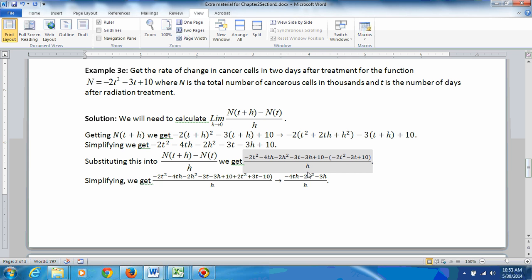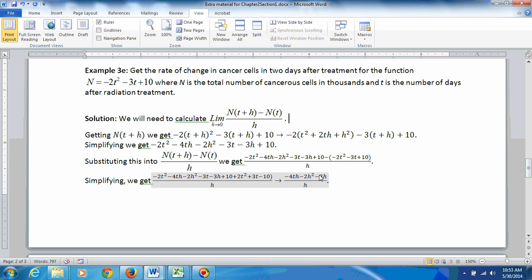Looks like a huge mess, but a lot of stuff cancels out. When you take this minus sign through, you'll get plus 2t squared plus 3t minus 10. See, the minus is going to change every sign in here, making it plus 2t squared plus 3t minus 10. Now, this 2t squared cancels out with that minus 2t squared. This minus 3t cancels out with that plus 3t, and this plus 10 cancels out with that minus 10. So the only thing you're left with is the minus 4th minus 2h squared minus 3h all over h.